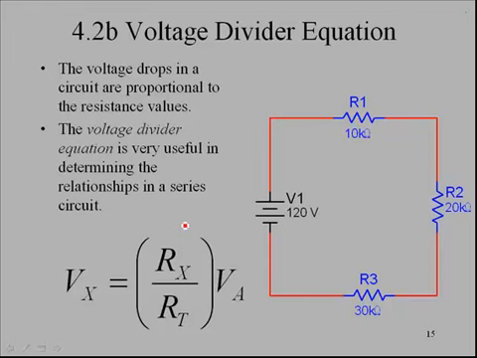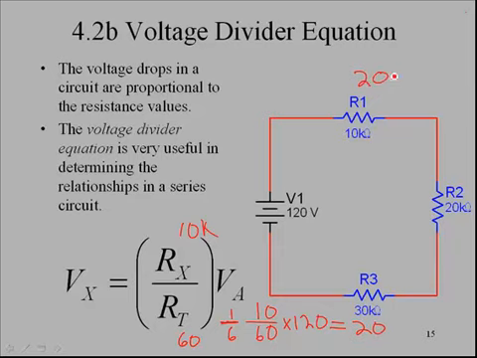In this case R1 is 10K, and the total resistance, if we add up 10, 20 plus 30, will be 60. If we solve this, we say 10 divided by 60 times 120. And we can see that 10 over 60 is simply 1/6. If you want to get a calculator, you could, but we'll just say 1/6 of 120 is going to be 20 volts. We'll probably have a 20 volt drop here.